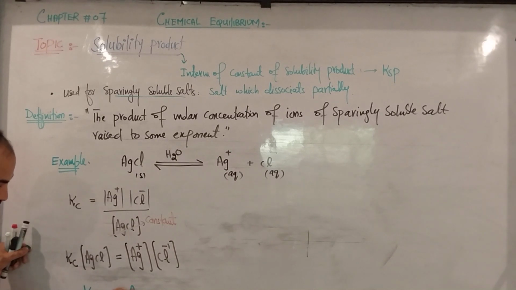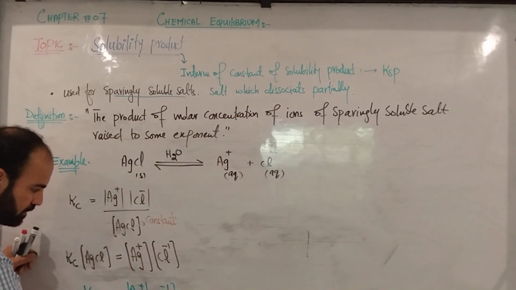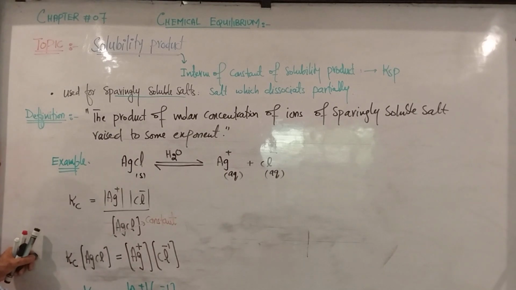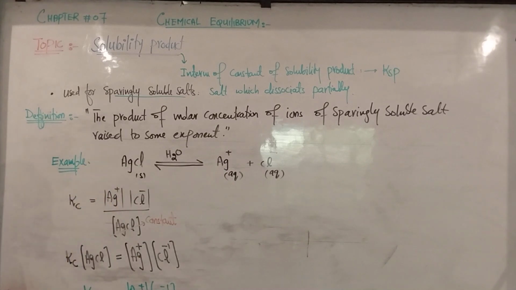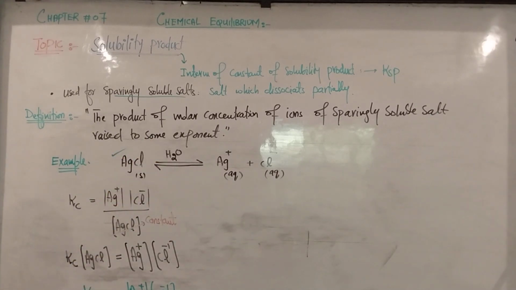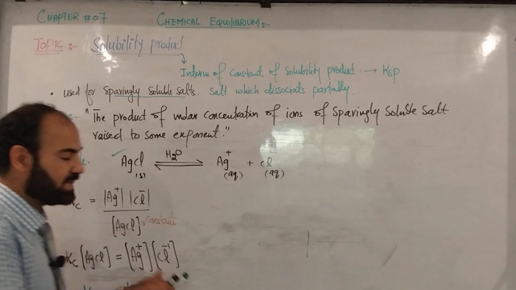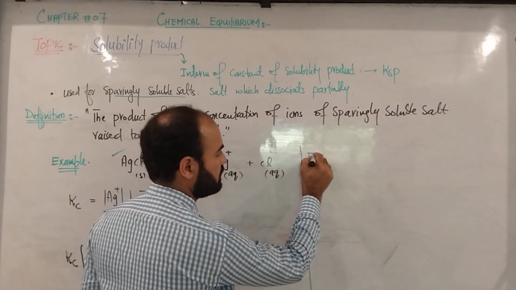So that is equal to the product of the molar concentration of ions of a sparingly soluble salt. That is actually known as Ksp. Is it clear? Ksp is the product of molar concentration of ions of a sparingly soluble salt. For example, let's pick another example, dear students.